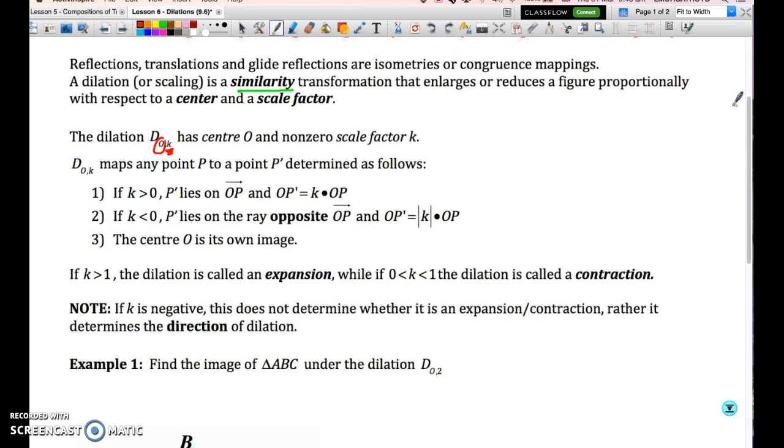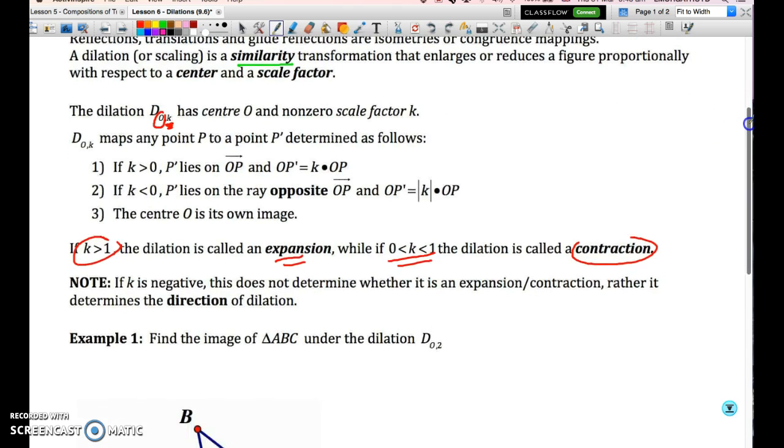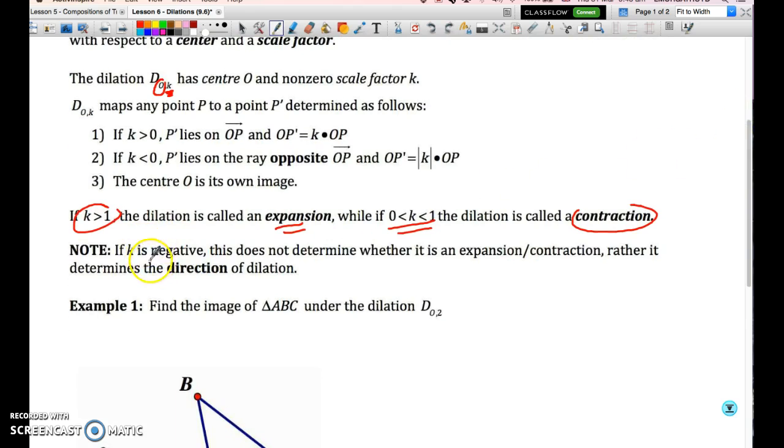One final thing with the scale factor that we need to be aware of: if the scale factor is larger than 1, then we are talking about an expansion. If it is between 0 and 1, then we are talking about a contraction. So we're shrinking the figure. We can also have scale factors which are negative, and what you need to understand with negative, just like a negative on a number line, is that it involves a change of direction. And so when a scale factor is negative, we go in the opposite direction.